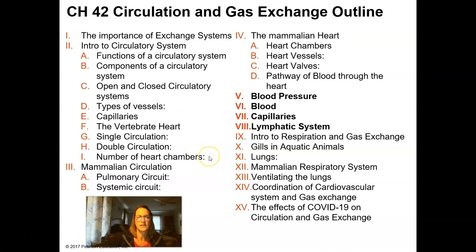I'm leaving a lot of details out for blood pressure, but if you guys have questions about blood pressure, like how it's measured and all of that, you can ask me during the online meeting.